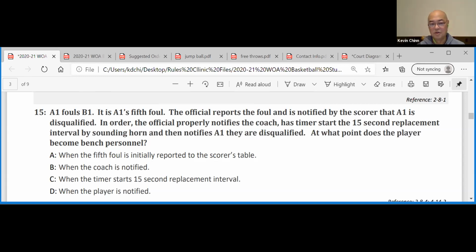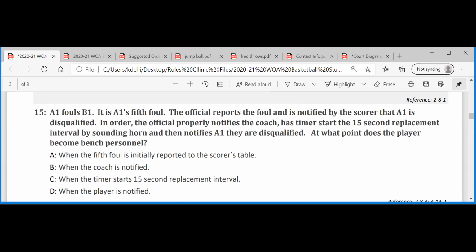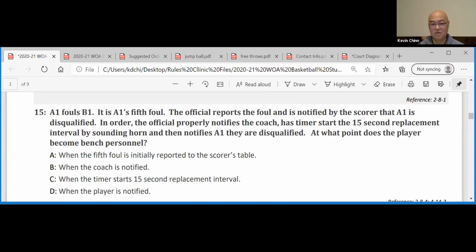But there's no penalty to the coach at that point because that player is not yet bench personnel. When you tell that coach, A1 is fouled out of the game, that's his fifth foul, I need a substitute, at that point he is now bench personnel. So now when that player cusses at you, you've assessed him a technical foul, and it also becomes an indirect to the head coach.